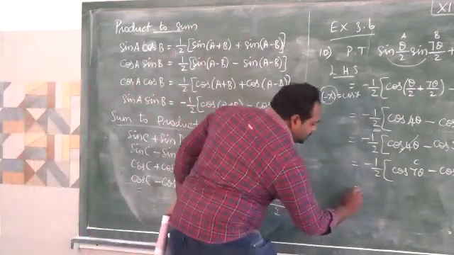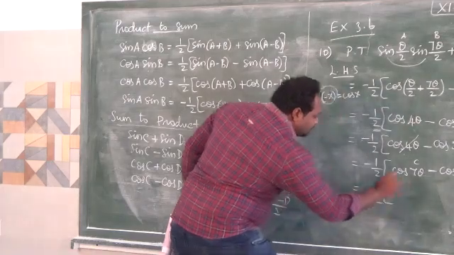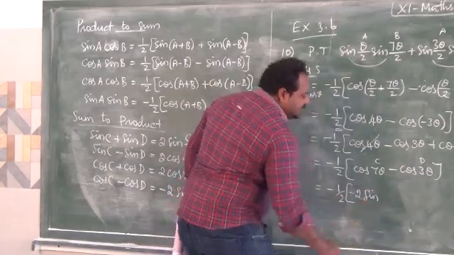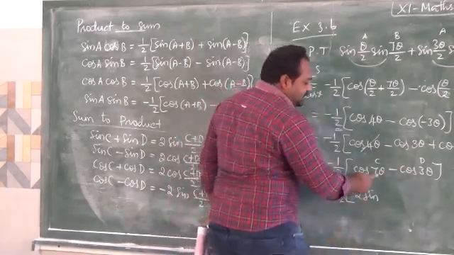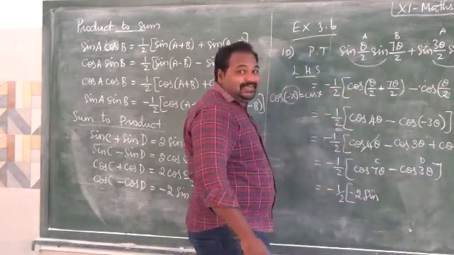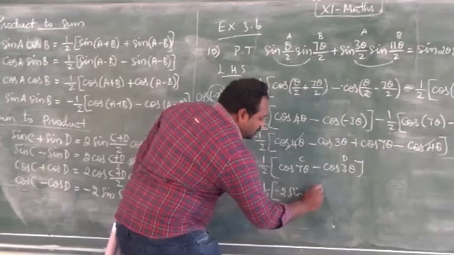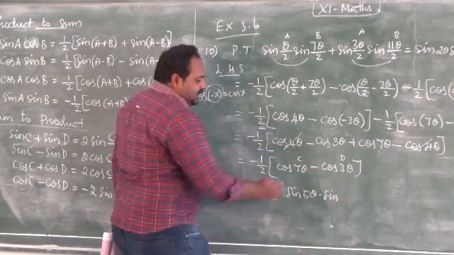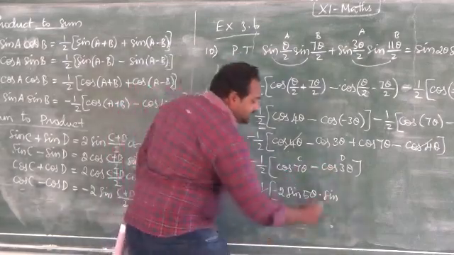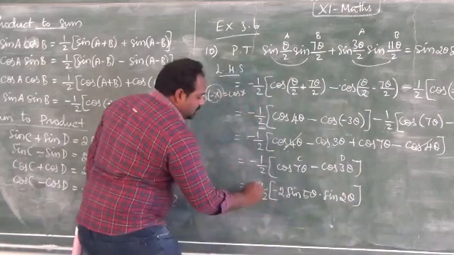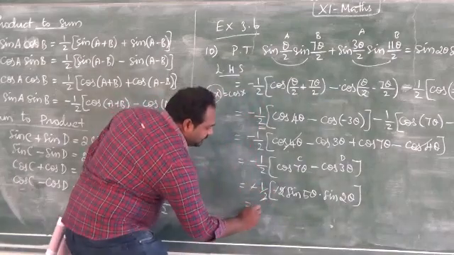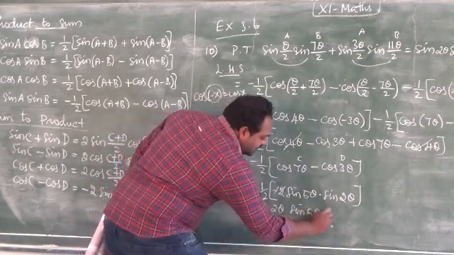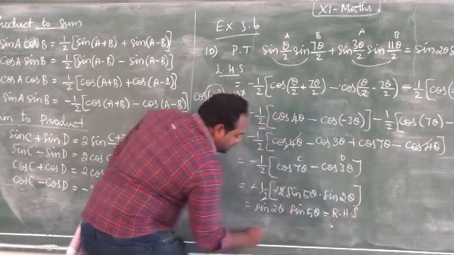So here minus 1 by 2 as it is. Using the sin C minus D formula, I'm going to take minus 2 sin C plus D by 2. 7 theta plus 3 theta is 10 theta by 2, which is 5 theta. Then into sin C minus D by 2, 7 theta minus 3 theta is 4 theta by 2, which is 2 theta. Minus minus cancel, 2 cancel. Finally I am getting sin 2 theta into sin 5 theta, which is the RHS. Hence proved.